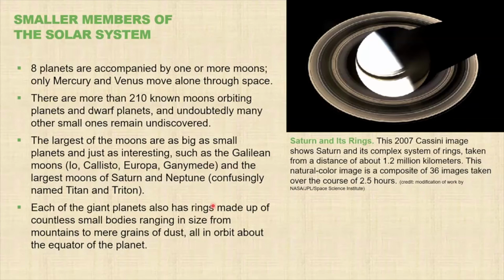And some of the largest moons are as big as the dwarf planets. Galilean moons, we call 4 major moons of Jupiter. Galilean moons are called Io, Callisto, Europa, and Ganymede. Other larger moons: Saturn has the largest moon, Titan, and Neptune has the confusing name Triton. These are the biggest moons of Saturn and Neptune. These moons have their own, they are a world in itself.